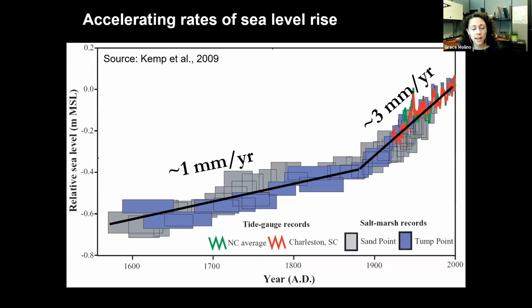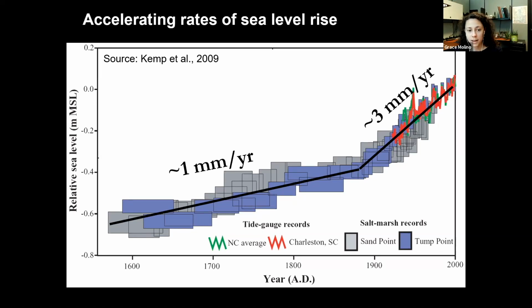So I said that the formation of ghost forests is largely driven by sea level rise. Now, the rates of sea level rise in this region have been rapidly accelerating. So when colonists first came to the region, it was about 1 millimeter per year sea level rise. And after 1875, that tripled to about 3 millimeters per year. And it's actually even higher today and increasing.